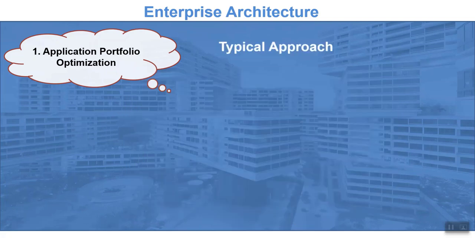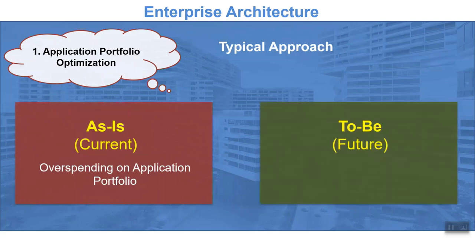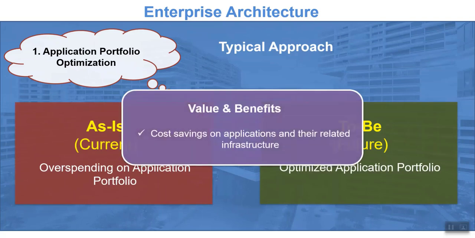A typical approach for this use case is to assess the current application landscape, which we call the as-is environment, where you may be overspending on your application portfolio. Based on the assessment, we define the to-be or the future optimized application portfolio. The business value that we get from this use case is definitely cost savings on applications and the related infrastructure that is hosting these applications.